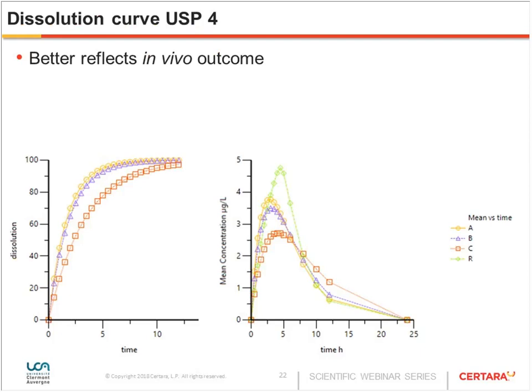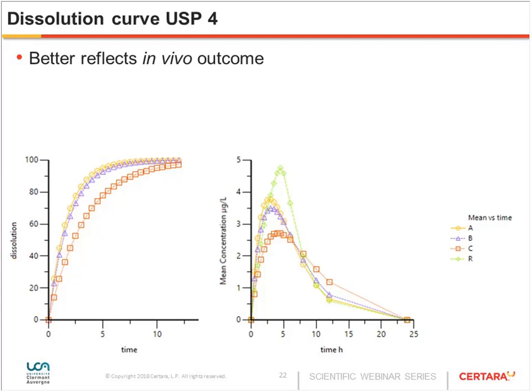For example, I use something like USP4 because it reflects better my in vivo outcome. My in vivo outcome, you have the absorption curve, and now here I relate together in the right part of this slide my in vivo profile, and in the left part my dissolution curves. You can see that in this new dissolution method, A and B, that is the yellow and the purple, are together, but the red one, the squares, is really lower. So that means it's closer to the in vivo.